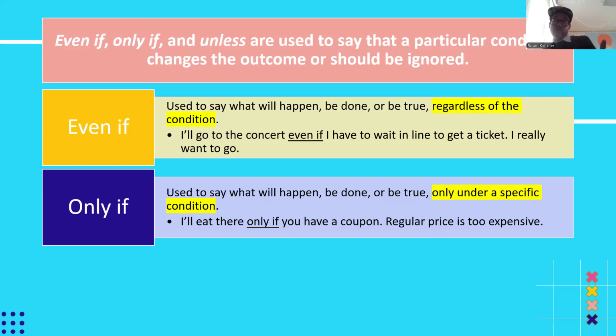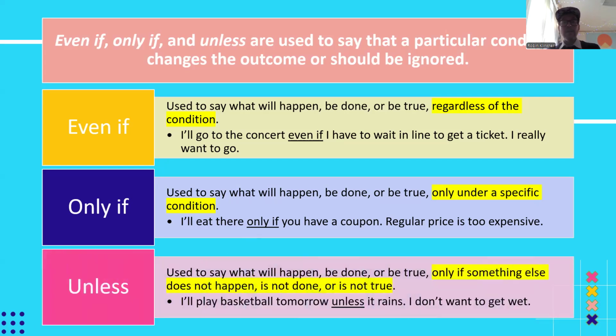Similarly, I will lend you $20 only if you promise to pay me back. So that's completely different than even if. Only if changes the outcome because that condition must be true for something to happen. Now, the first two are quite easy to understand because they use if, and even and only are words and concepts that are very, very common and easy to understand. Unless can be a little tricky. So we're going to focus a little more on unless.